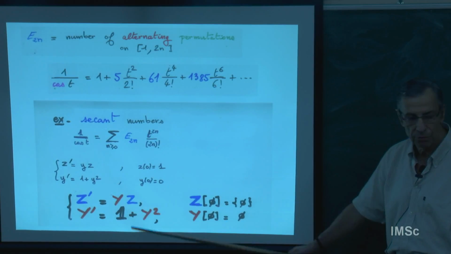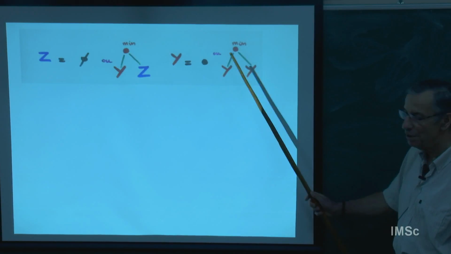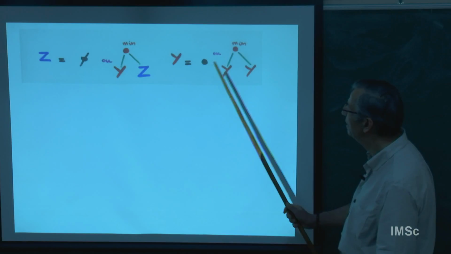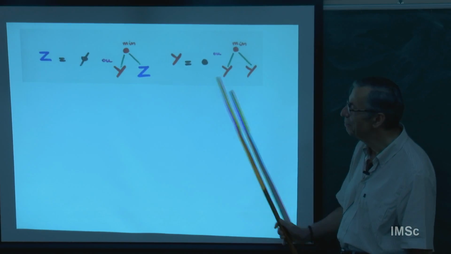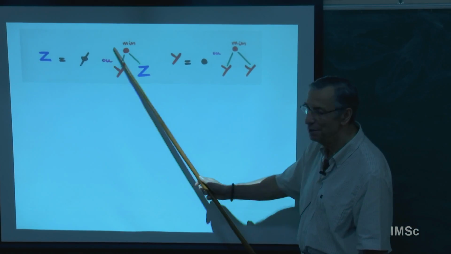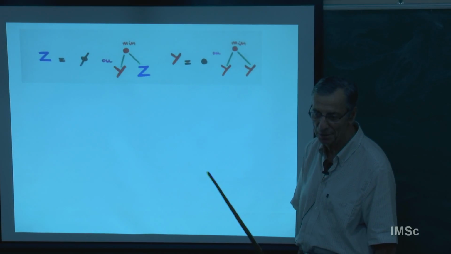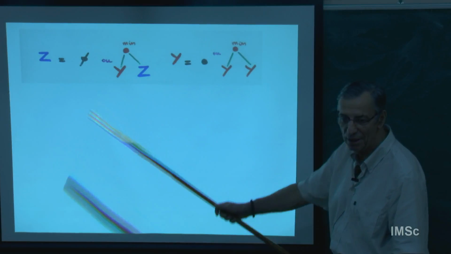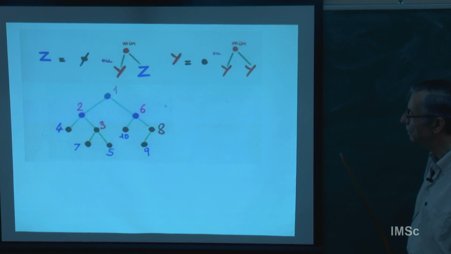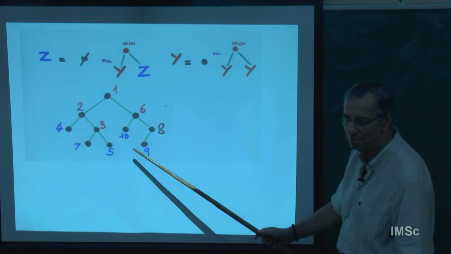So you just have to solve this. And you solve this, it's analogous to tangent t. So this is analogous to tangent t, but here you have the second z, it's for secant, so you can have y and on the right z. So if you recursively do the same thing we have done for tangent number, you get these trees.